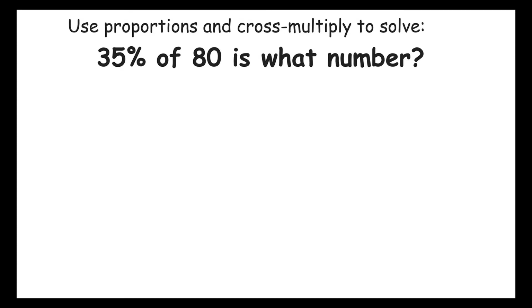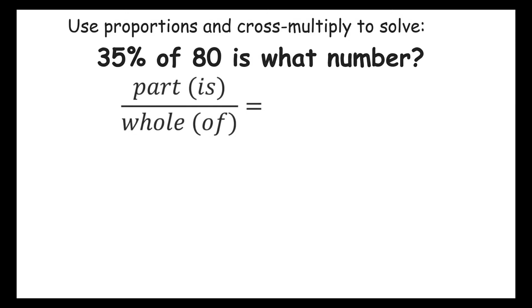For this example, we use proportions and cross multiplication to solve the following problem. 35% of 80 is what number?